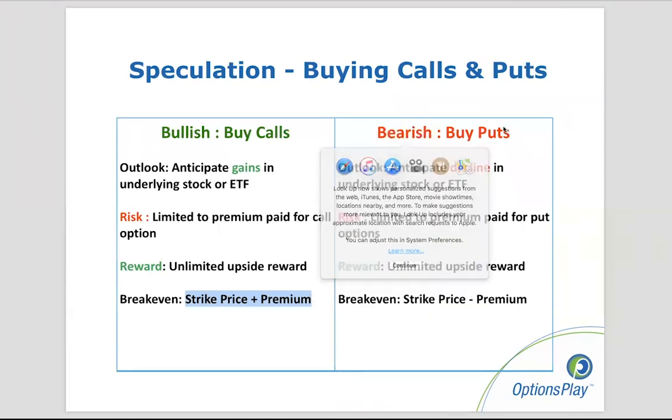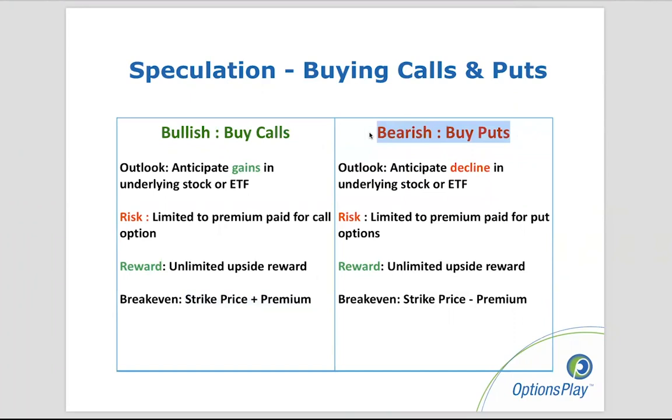On the bearish side, this is where you want to buy puts. So if you're bearish on a stock or ETF, a stock trading at $100, you think it's going to go down to 90, you should buy a put option on that. This is really where you anticipate a decline in the underlying stock or ETF that you're trading. Again, your risk is limited to the premium that you paid for that put option. Your reward is also unlimited upside reward as long as the stock keeps moving lower. And the break-even price on a put option is simply the strike price minus the premium.